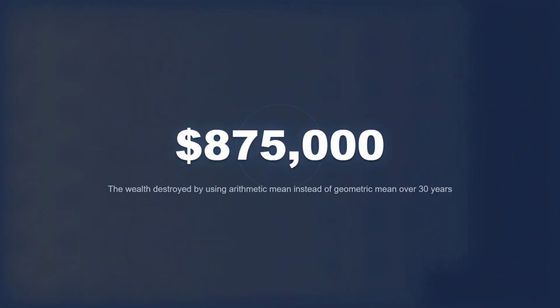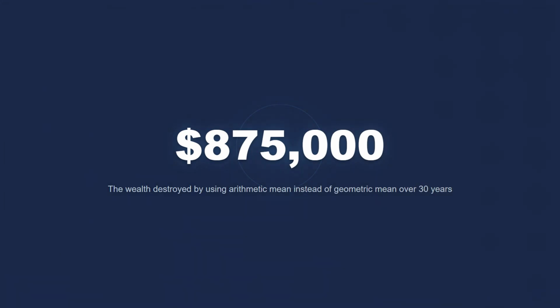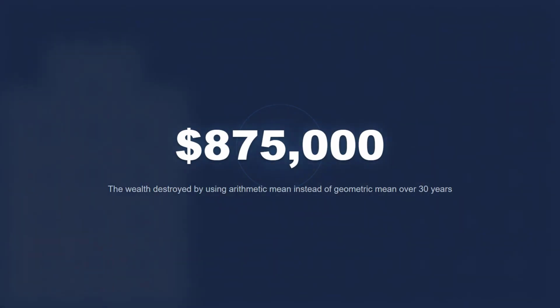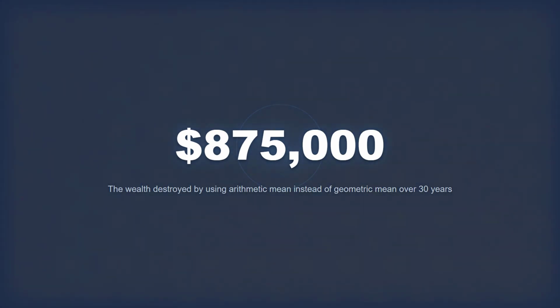A stock goes up 50%. Then it goes down 50%. The arithmetic mean of those returns is 0. But your actual portfolio is down 25%. $100 became $150, then dropped to $75. The arithmetic mean just lied to you.